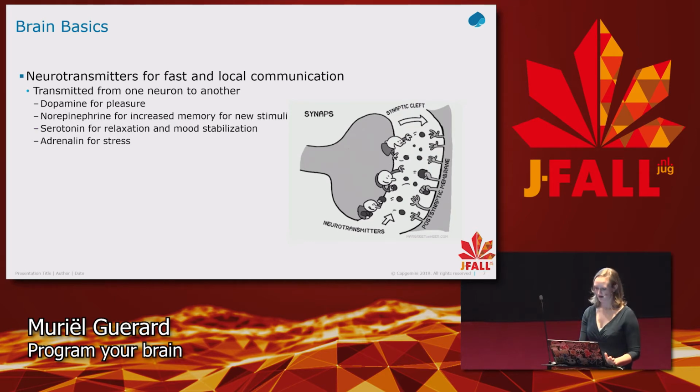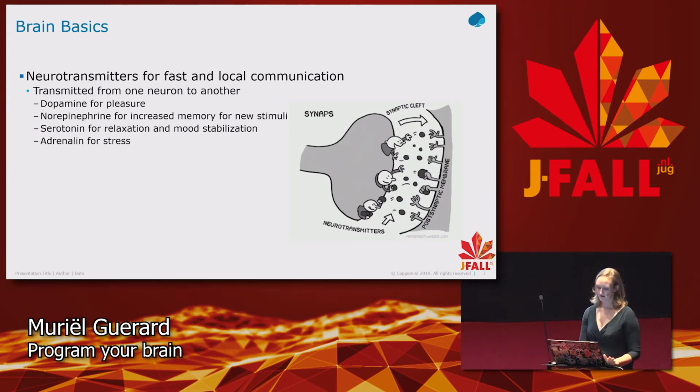Serotonin is released when you're relaxed, but also when you learn something new. It rewards the brain for learning new things, and it stimulates cognition and memory. Adrenaline is produced when you face acute stress. It's a little bit of a strange neurotransmitter because it's also a hormone.